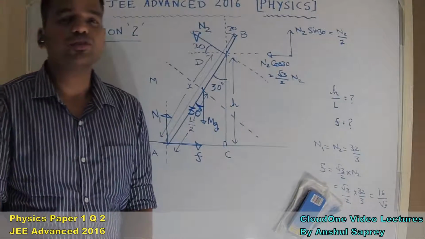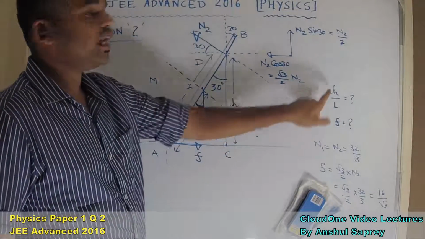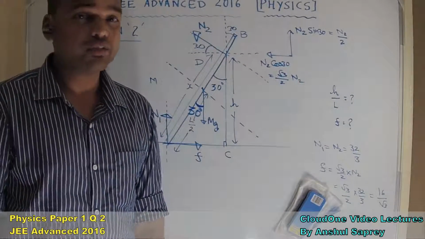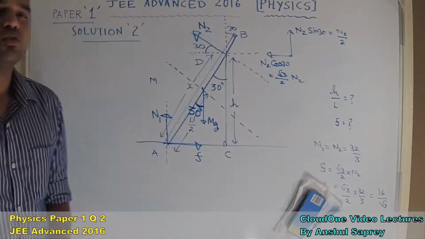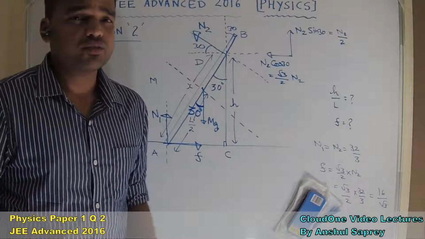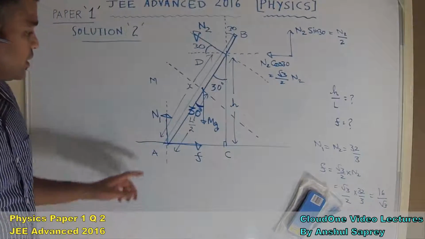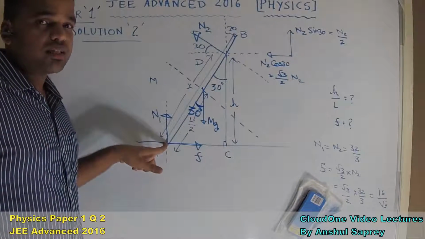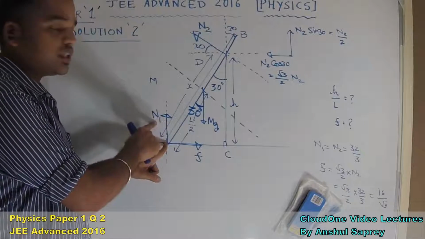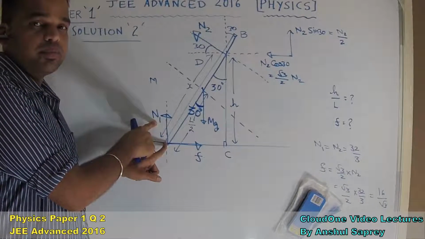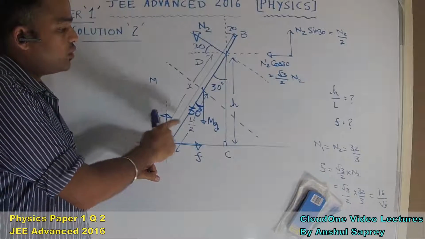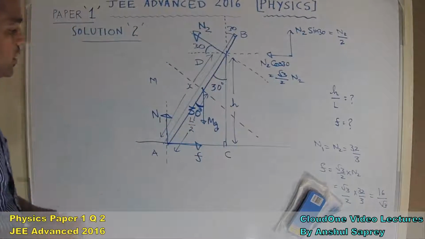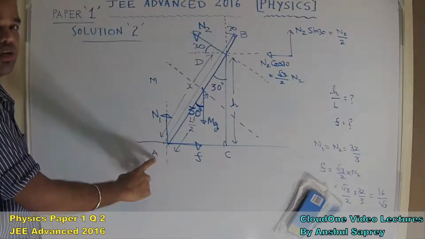Now the second part of the question is to find the ratio h by L. For that we need to consider the rotational equilibrium of the rod. So we have to consider the torque of various forces acting on the rod. As you can see, if we consider torque about this point, the torque of friction force and normal N1 will be 0. So we can have the torque of weight mg and the torque of N2. So we'll consider torque about this point, the point A.